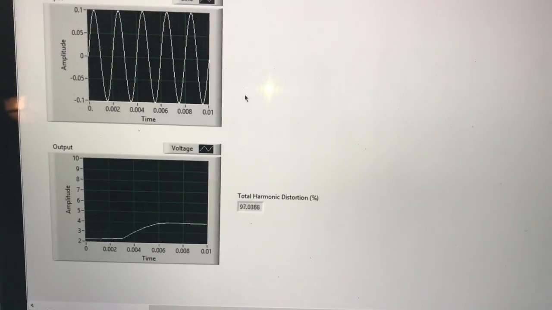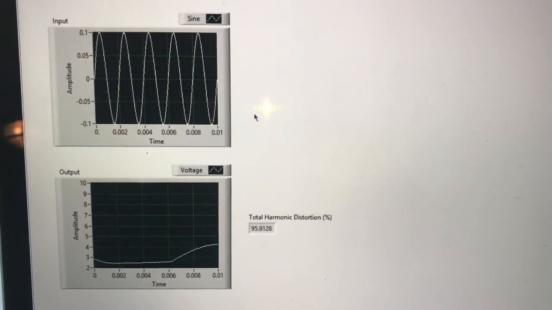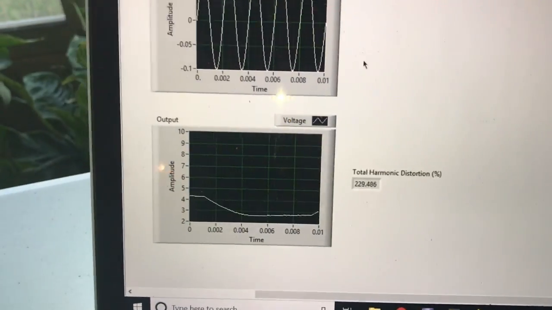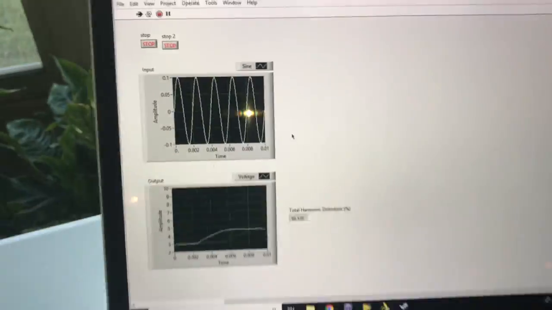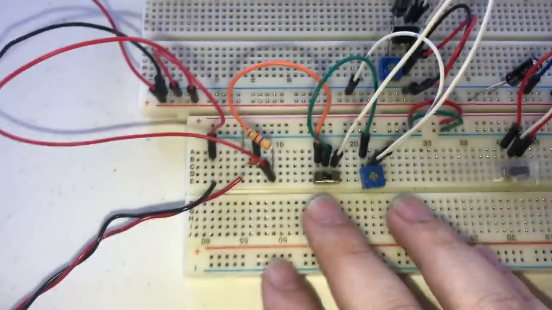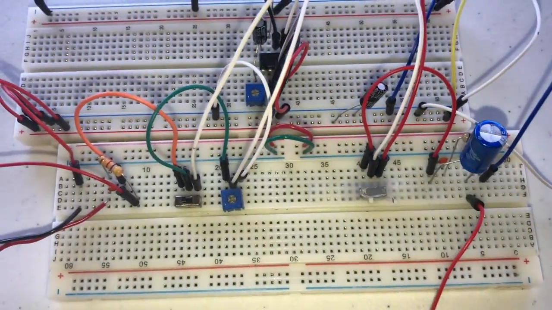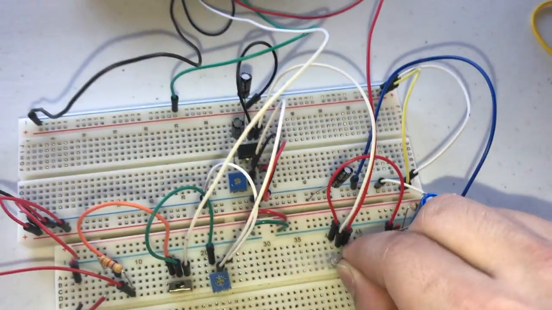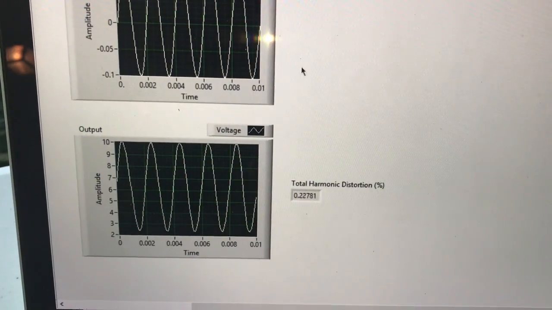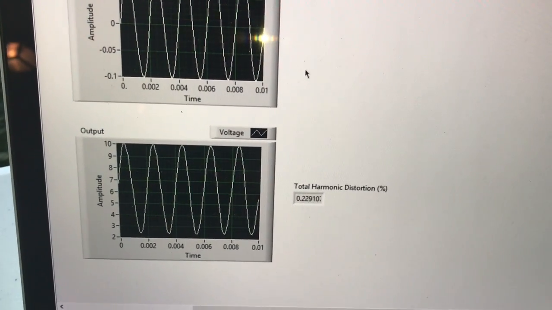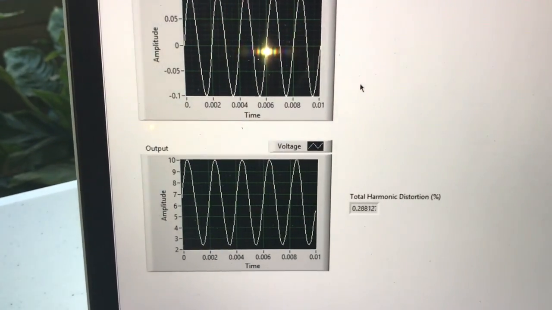Alright, for the LM386 PA system, we have LabVIEW set up so that we have a total harmonic distortion as a percentage, output waveform, and the input waveform. We can flip these two switches right here to change the signal. And now LabVIEW shows a 0.2% total harmonic distortion, and that is the output waveform.